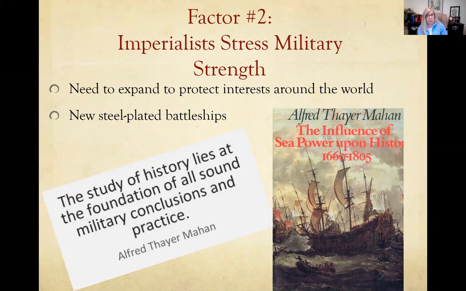You've got defensive reasons, right? If you've got a strong military positioned around the world, then that helps to protect you defensively. And the new technology is really expanding, especially the Navy of the United States. We have new steel-plated battleships. We're going to have a brand new fleet that ends up during this time period under Theodore Roosevelt's leadership. And a lot of the recommendations about military expansion and imperialism come from this important book by Alfred Thayer Mahan. And it's The Influence of Sea Power Upon History.